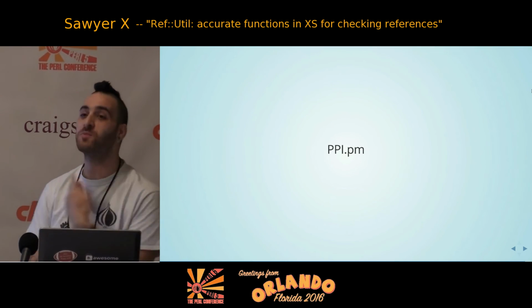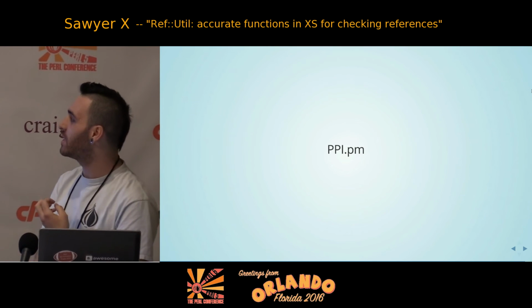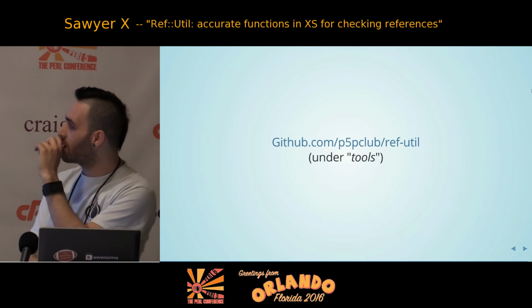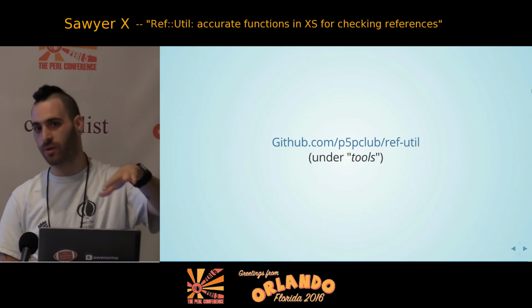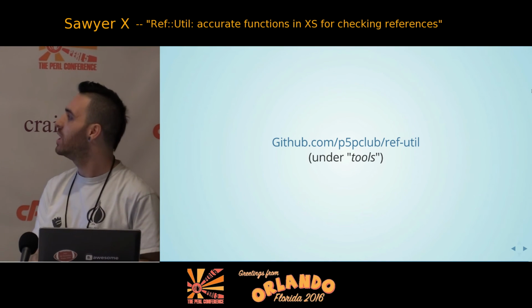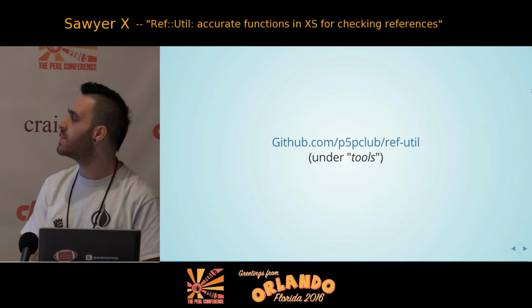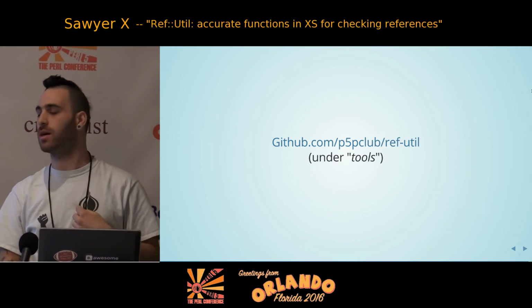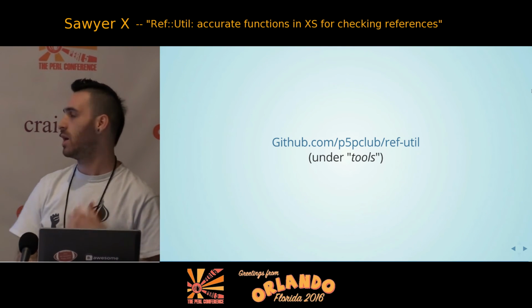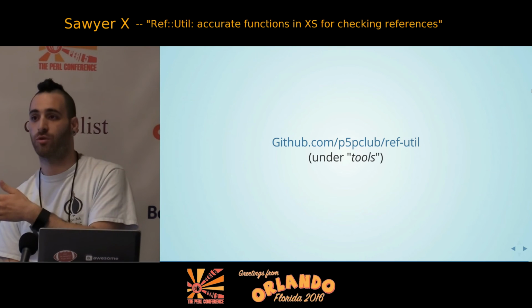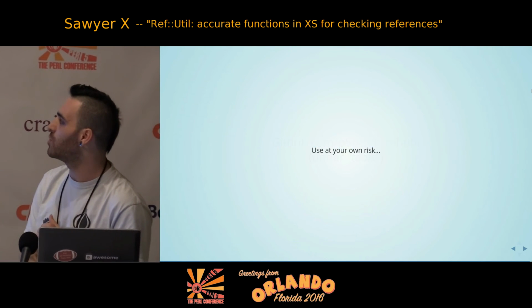Right, so I use PPI for this. You can find it on github.com, P5P Club, which is our place for putting stuff that we're playing with, Refutil under tools. Nowadays, there is also, under my GitHub, I'm sorry I didn't update this, Refutil Rewriter. So you can also do that. Use at your own risk.